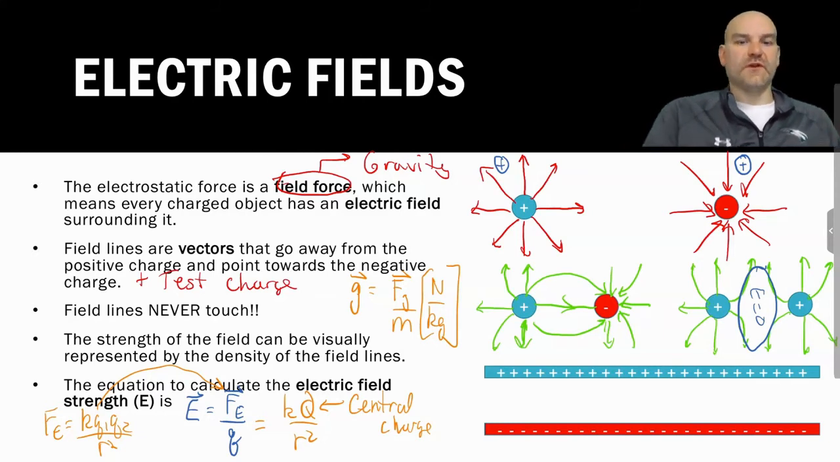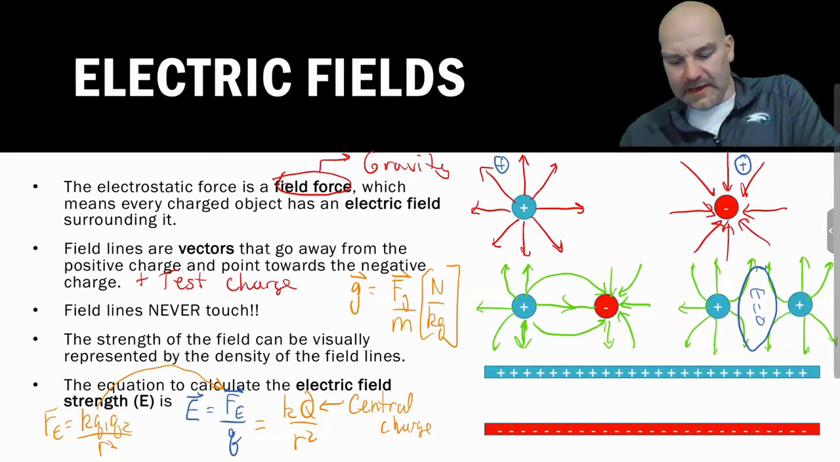The E field is caused by that central charge. So if I have a 5 Coulomb charge, that's what's going to be causing the E field. All right. Now, how do we handle parallel plate capacitors?